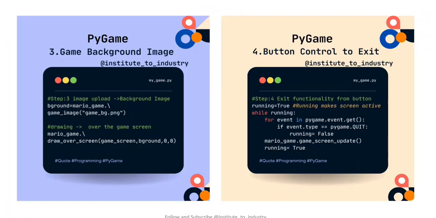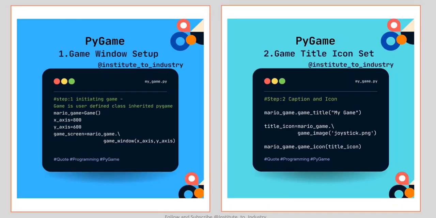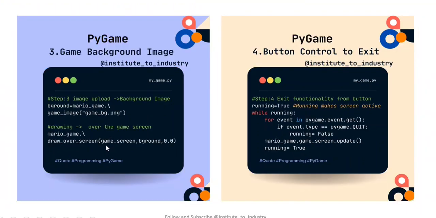Next step is the game background setup. So we need to call the function of game image. That particular function will load the image. Then game draw over screen. There you have to pass your screen. Screen is created in step one: game screen equal to Mario game dot window. So this screen I'm using here, and I'm drawing my background at 0, 0.